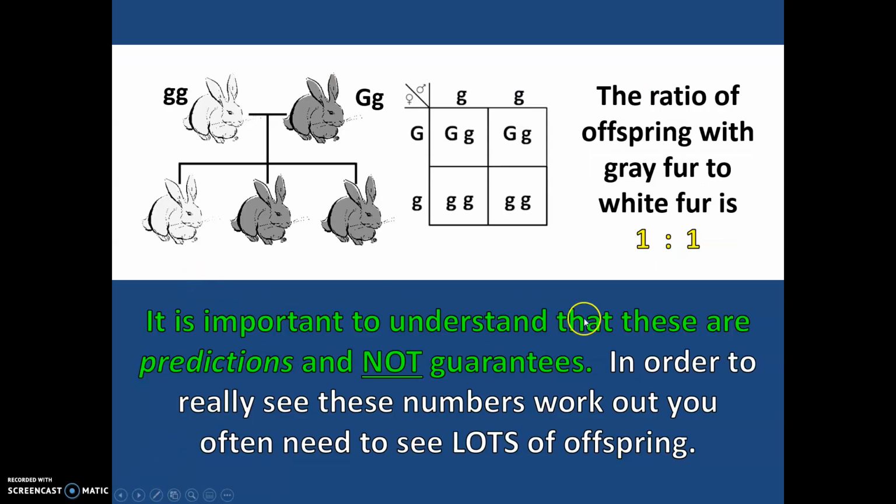It's important to understand that these are predictions and not guarantees. Meaning, just because we have here that half of the offspring will come out with white fur, it doesn't necessarily mean that that's always going to be the case. And in order for you to see these predictions, you would need to have a lot of offspring.